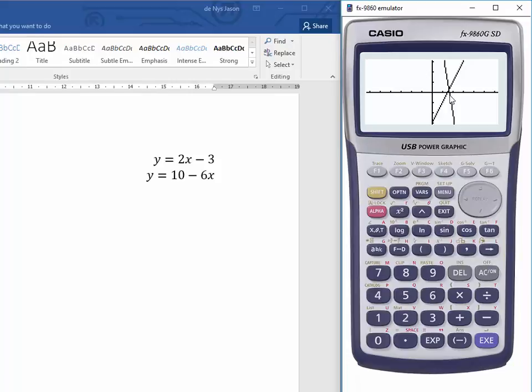So to find out where that is and what the coordinates are, I click on Gsolve, F5, and again when it comes up here, you can see this is intersect. Click on that and it tells me that x is equal to 1.625 and y is equal to 0.25. And that's your solution to that one. Let's do another one.